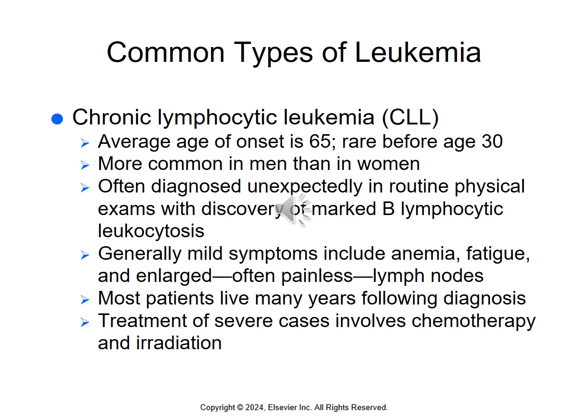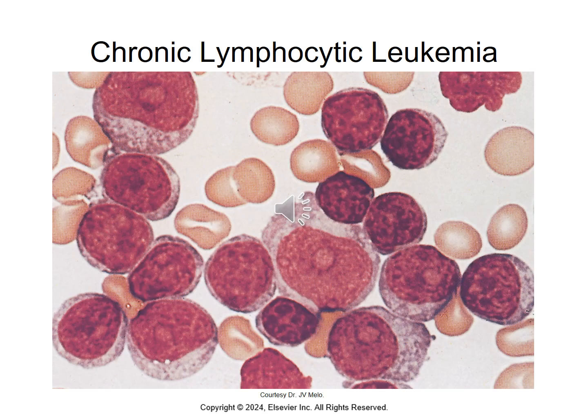Most patients live many years following diagnosis, and the treatment of severe cases involves chemotherapy and irradiation, and men are more susceptible to this disease. So this picture is showing the lymphocytes or B lymphocytes in chronic lymphocytic leukemia or CLL.